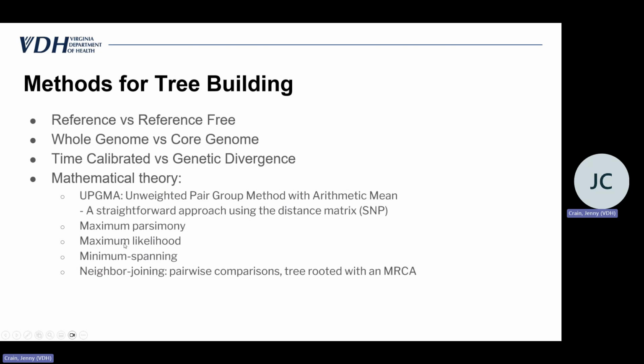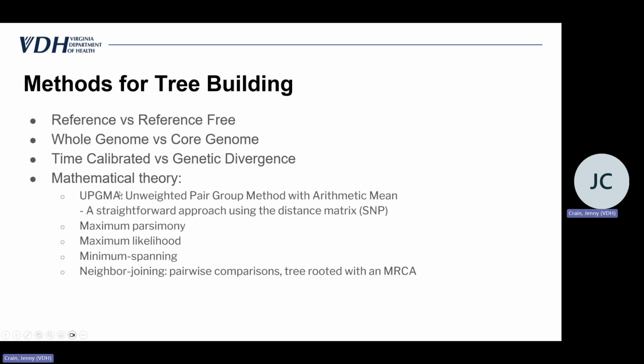Maximum likelihood, we do a lot of statistical analysis in epidemiology with that mathematical theory as well, and that makes pretty good sense to me as well. UPGMA, you can read for yourself. This means unweighted pair group method with an arithmetic mean. It's a little bit more complicated, but it is also using this concept of the distance between two isolates, the differences based on their single nucleotide polymorphism changes.